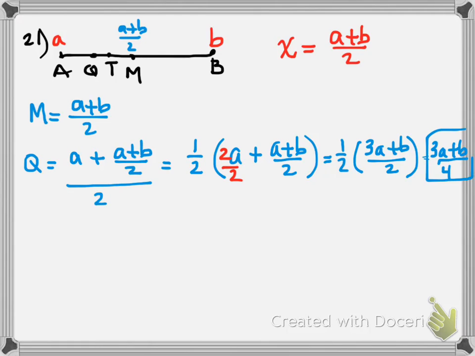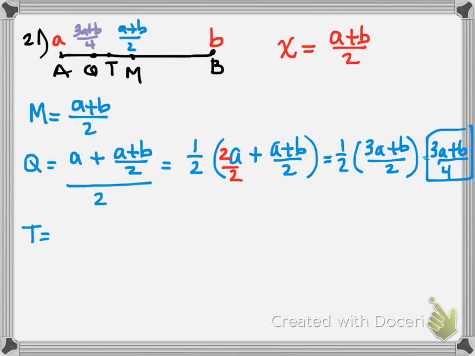So that's the first answer that they look for. So now he is at, you know what, I should probably do him in a different color on the bar there. How about that? So he's at 3a plus b over 4. Okay? Now they want me to figure out t.